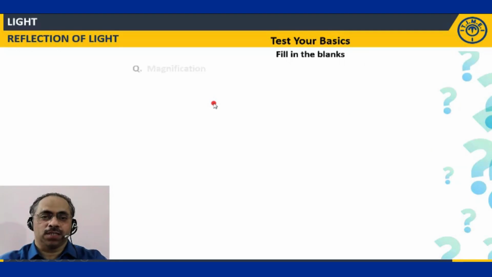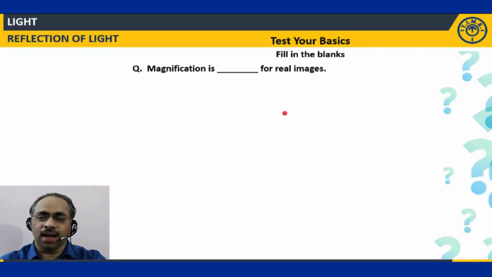Let us move on to the next question. Magnification is dash for real images. What do you mean by real image? Which can be caught on a screen. And real images generally are inverted. Okay. So whenever you talk about the real image, it is always inverted with respect to the object. So they are negative. Clear? Let us move on to the next question.